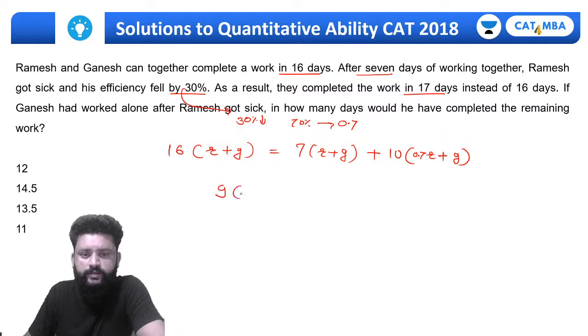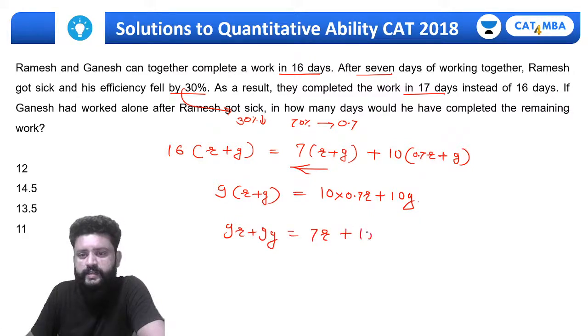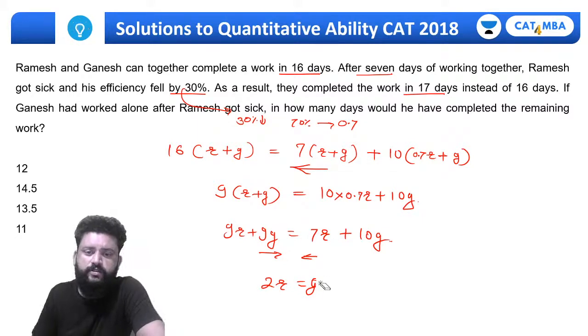So it will be 9 times of R plus G. This will be equal to 10 into 0.7 R plus 10 G. 9 R plus 9 G must be equal to 7 R plus 10 G. Write this, 2 R equal to G. So Ganesh is twice as efficient as Ramesh. That's what I got.